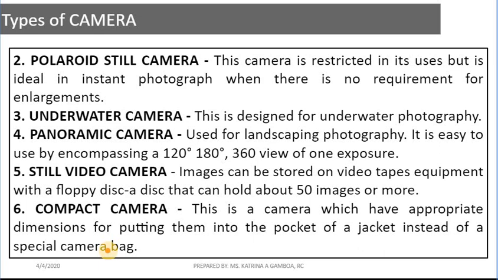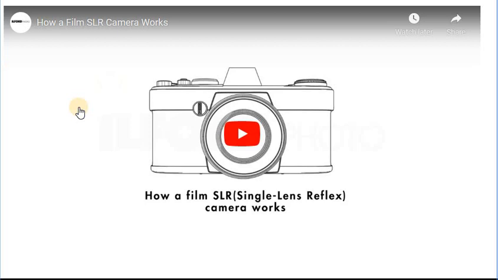Yung compact camera, katulad lang yan ng mga, alam niyo yung Digicam noon, bago pa nauso yung mga DSLR. Diba meron tayong Digicam? Nagkaroon ba kayo ng ganoon? Yung maliit lang siya, pero digital camera siya. So that is an example of compact camera. Kasi yung lens niya is built-in na siya agad sa mismong camera.